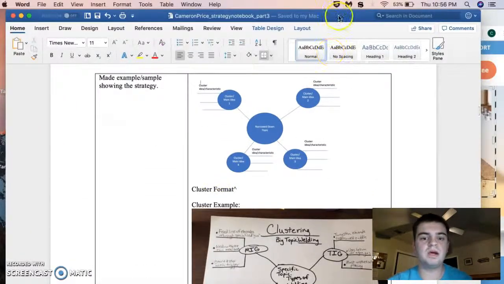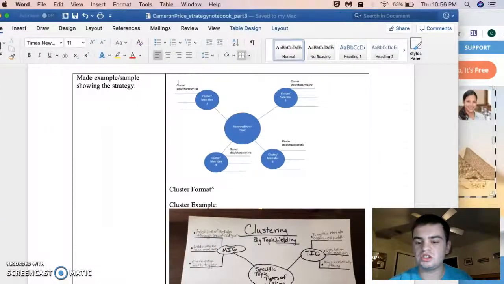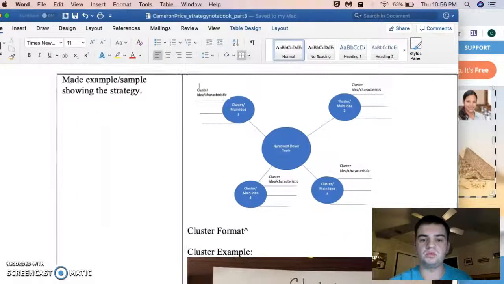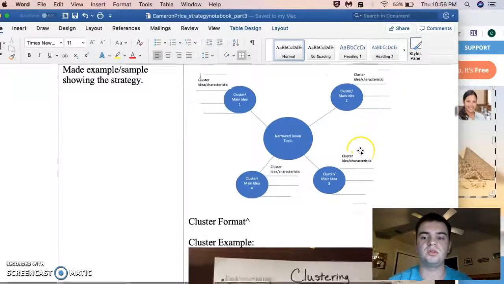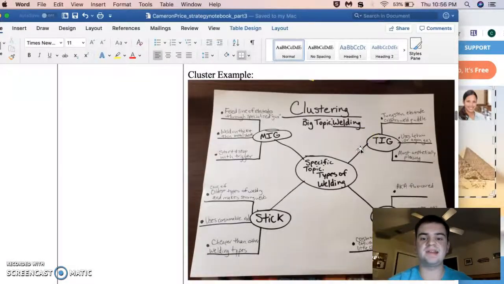Made example of the strategy. I just showed you kind of the actual one I did, but this is how it kind of goes down. You do the narrowed down topic in the middle, cluster 1, 2, 3, and 4. You can do however many paragraphs or main points you want, and then all the characteristics or ideas or sentences that you're going to put in them. And then this is the example.